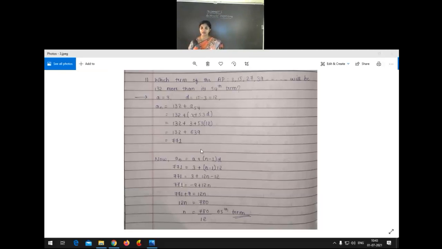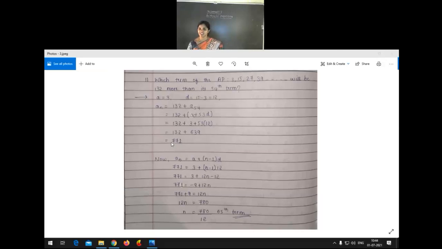The nth term of an AP, an, we have to take. An is actually 132 plus a54. Just now I explained this, no? 132 plus a54, where a54 is a plus 53d. So then the answer, an, is 771.